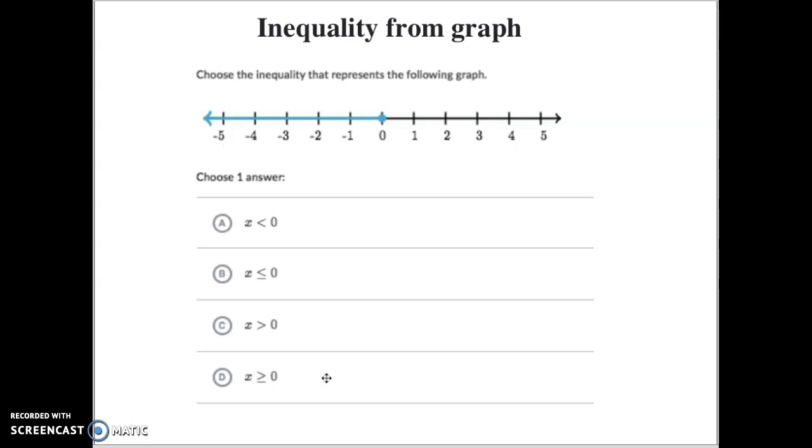Today's Khan Academy, this one shouldn't take you too long. So, inequality from a graph. If you pay attention to the details, this one will get done very quickly for you.